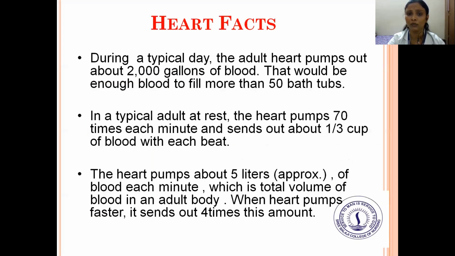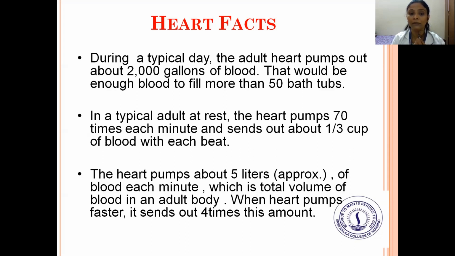So this is the average heart rate of some mammals, animals and human beings. Now coming to the heart facts. During a typical day, the adult heart pumps out about 2000 gallons of blood. That could be enough blood to fill more than 50 bathtubs, which is pumped through our entire circulatory system.